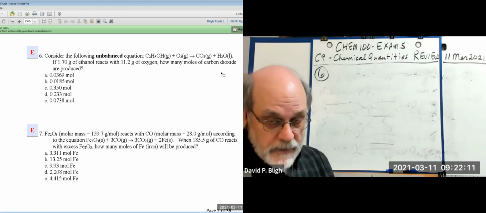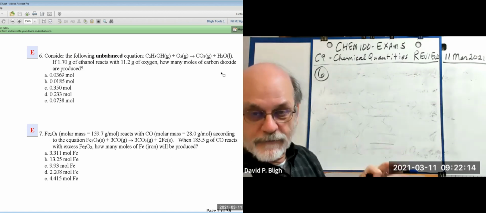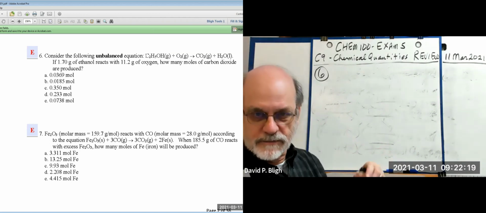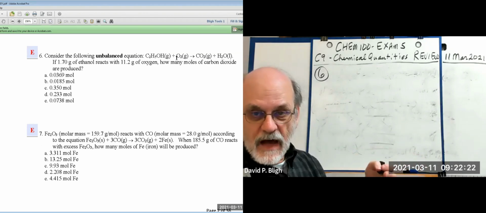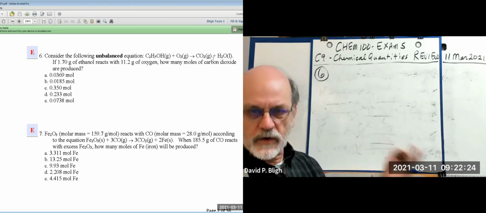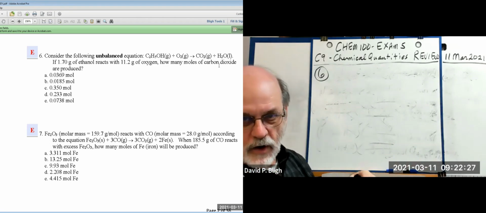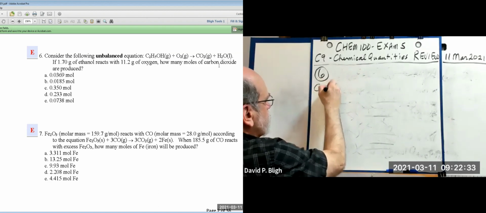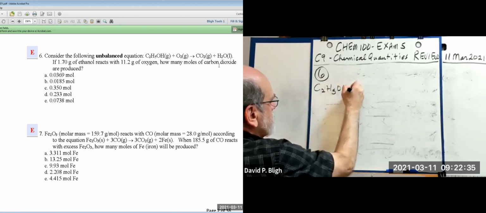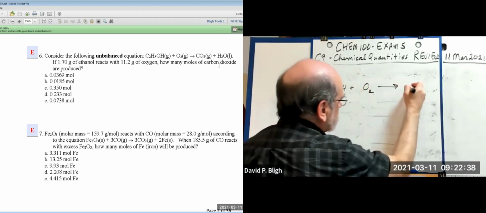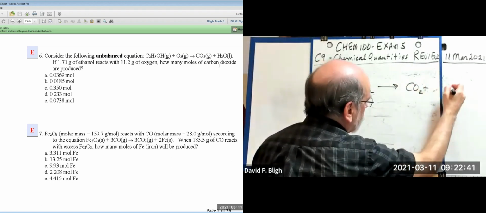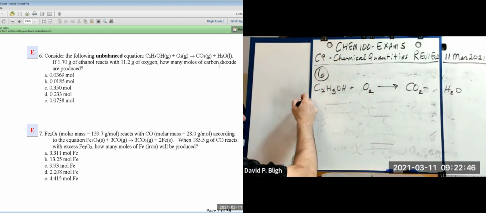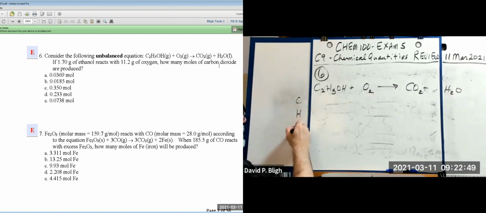So the compounds are already written for us, and you can check to see. Ethanol is an organic compound, so you just have to take their word for it. Oxygen, you know. Carbon dioxide, you know. Water, you know. And they look kosher. So we have C2H5OH plus oxygen yields carbon dioxide and water. So we can set up our budget. We have carbon, hydrogen, and oxygen. That's it.